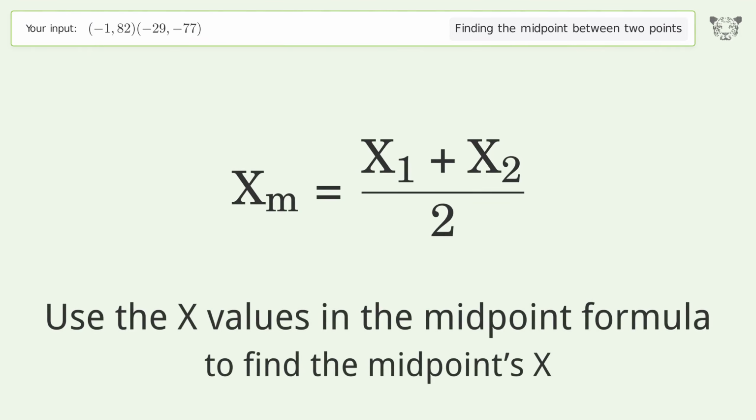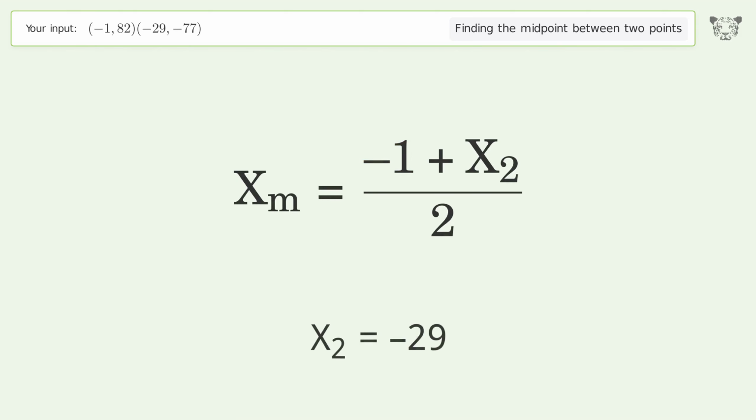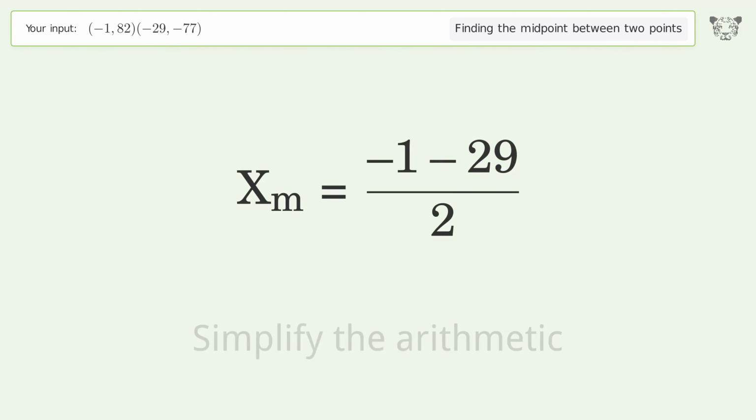Use the x values in the midpoint formula to find the midpoint's x. x1 equals -1. x2 equals -29. Simplify the arithmetic.